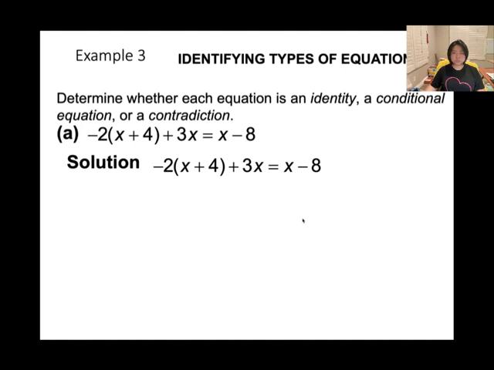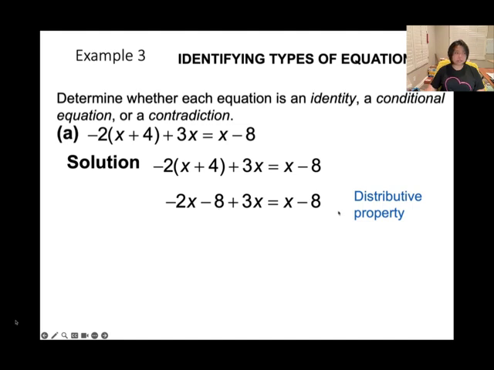So first, we're gonna apply the distributive property. Right, you're gonna distribute the negative 2 to the x and then distribute the negative 2 to the 4. So you should get this: negative 2x minus x plus 3x equal to x minus x. And then combine the like terms. Look at the left hand side. We do have a negative 2x plus 3x. So combine the like terms. You're gonna get this guy.